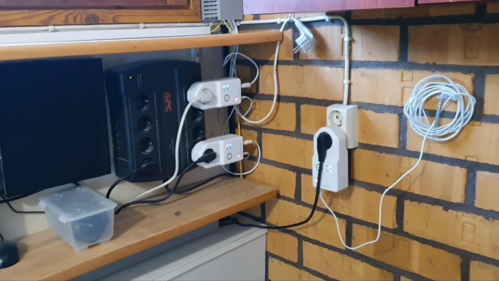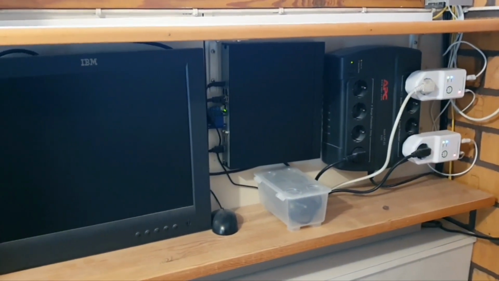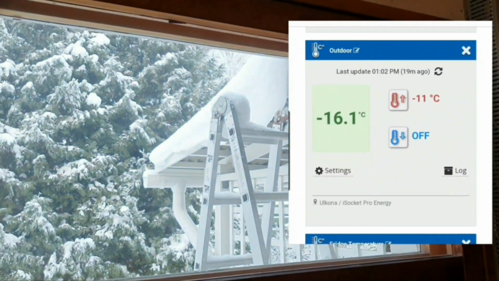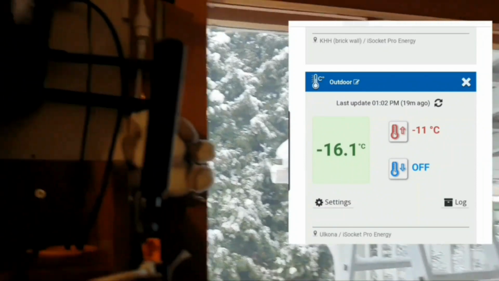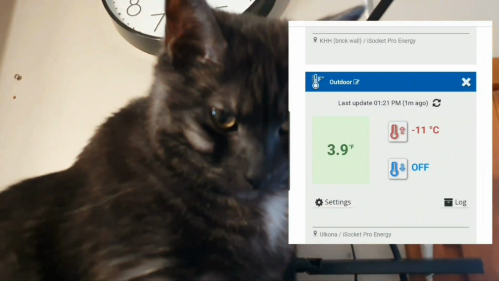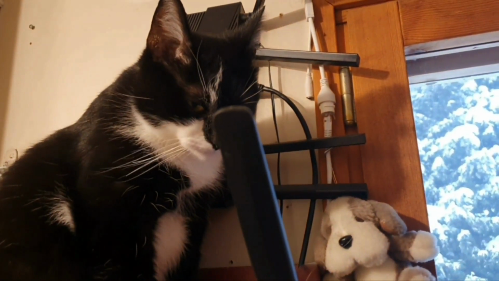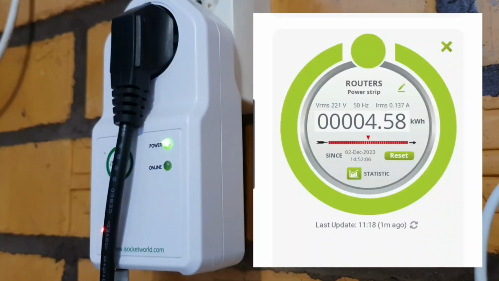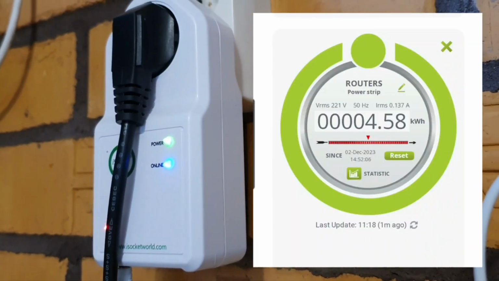However, the most interesting for me is to know how much money I spent with all this stuff heating the planet. Or actually cooling. Definitely cooling. Do you agree? Yeah. And what about you? Do you agree? And that's where the energy metering feature of iSocket is needed.